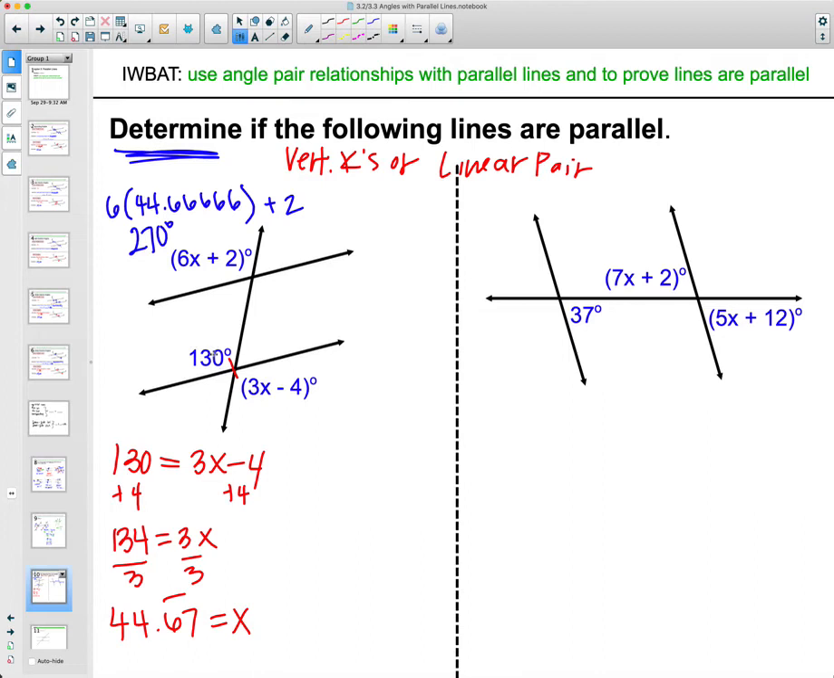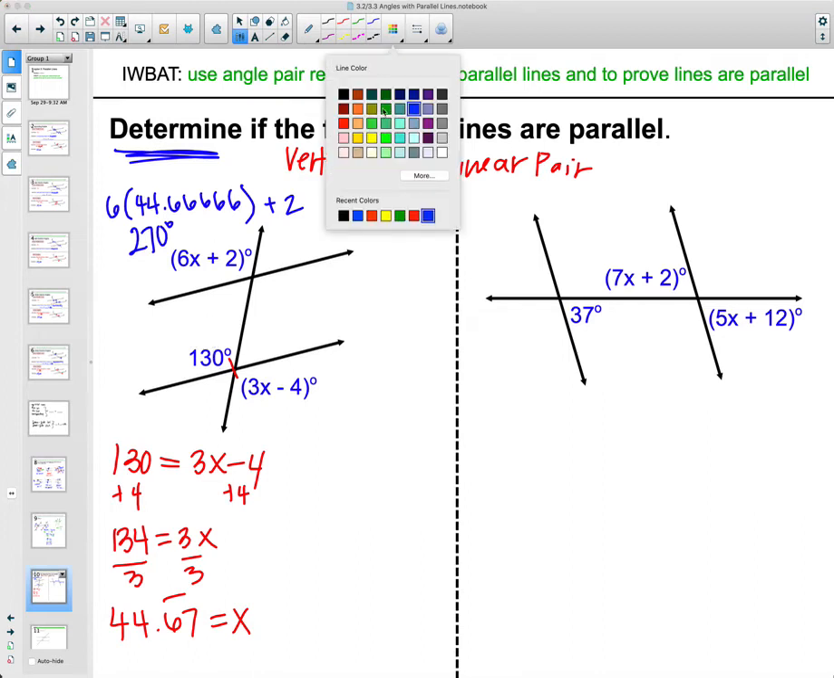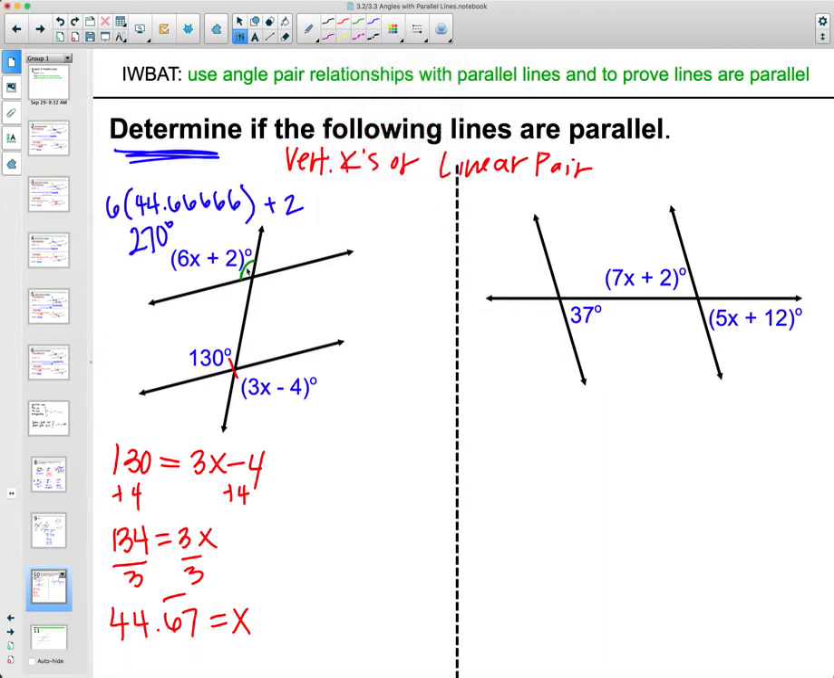which is not the same. It should have been the same as 130 because these are corresponding angles. This angle is a corresponding angle with this one, so these should have been equal, and they are not equal because we got 270 once we solved for x. So then these two lines are not parallel.